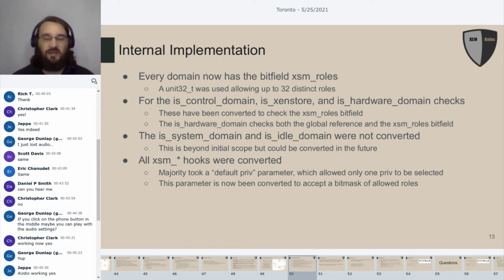The system domain, the idle domain, hasn't been converted yet. It's beyond the initial scope of what we were intending to do, but it is within reason to potentially convert that in the future. And as I said, all the XSM hook checks were converted so that the default is, if there is an operation defined in the XSM ops structure, then we make that call. If not, then we fall back and use the role check to see if it's allowed.